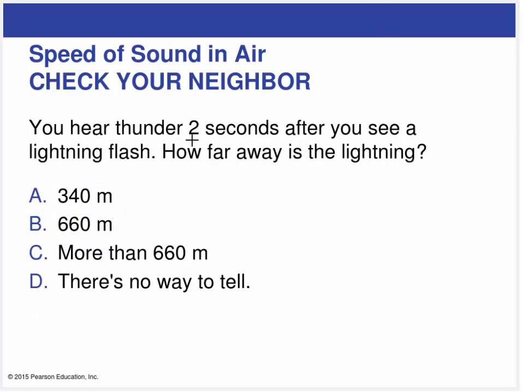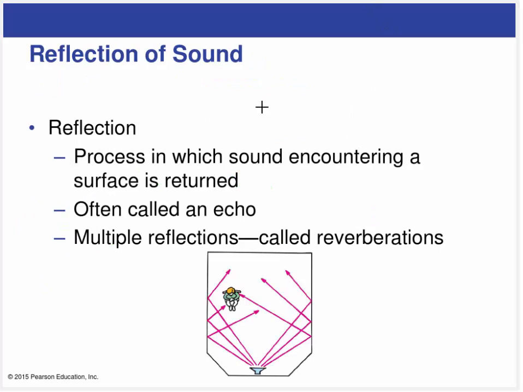Now, suppose you hear thunder 2 seconds after you see lightning flash. Something that I haven't told you is light travels really, really fast. Light actually travels at 3 times 10 to the 8th meters per second. So for all intents and purposes, that lightning is essentially instantaneous for you, because you're probably relatively close to it. With 2 seconds, you would say distance is equal to rate multiplied by time, so 2 seconds multiplied by 330 is going to be around 660 meters.